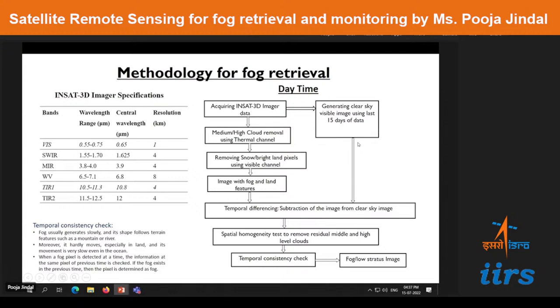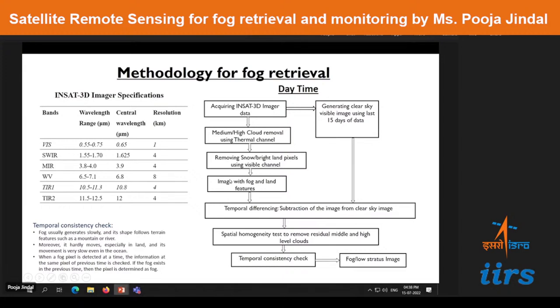Here we are making one assumption: in the last 15 days, at least for one day, each pixel will be cloud free. If some pixel is not cloud free for all 15 days, then we won't be able to generate the clear sky composite. But usually in 15 days, each pixel is cloud free at least for one day. So we get the cloud free image, or clear sky composite image, which contains only the land feature.